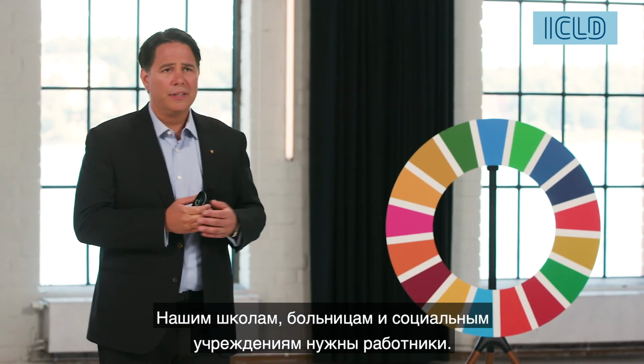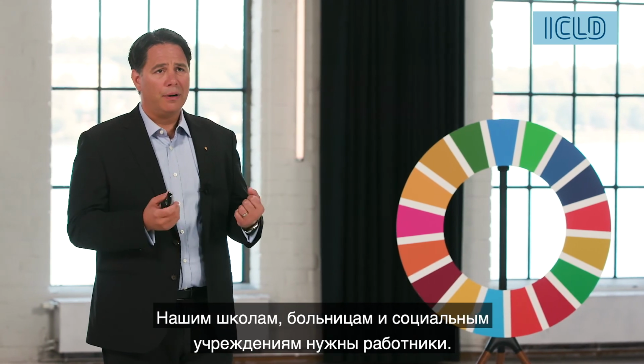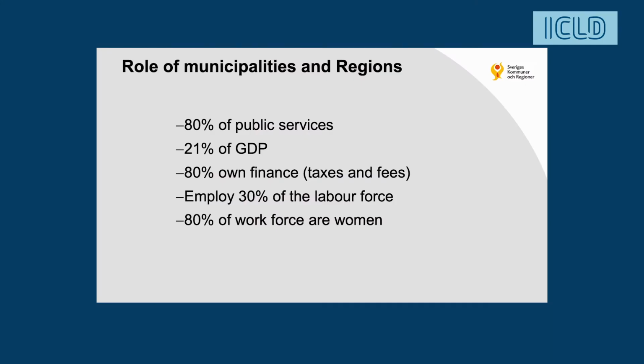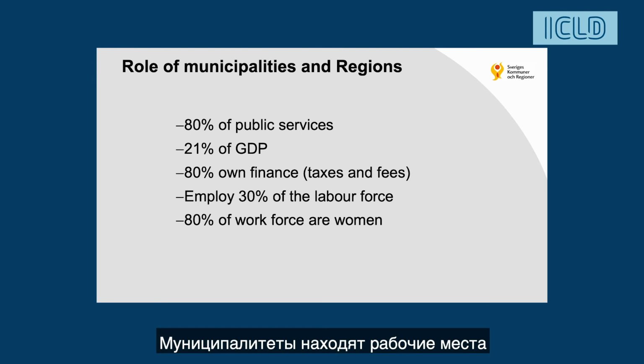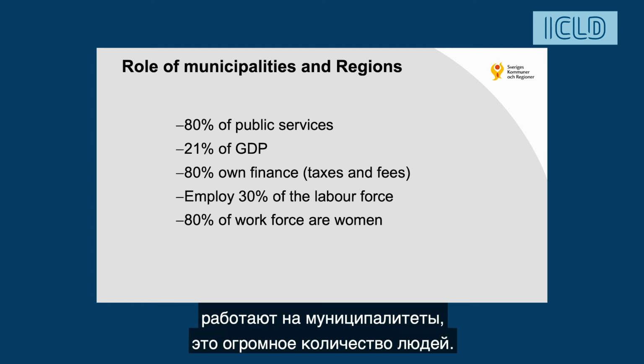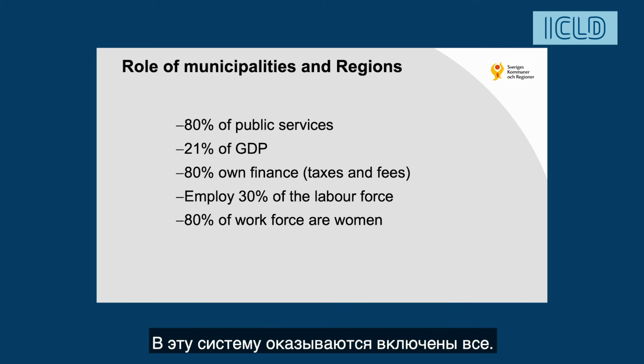80% of the public service demands a lot of people to work. I mean, imagine schools, hospitals. So the municipalities and regions employ roughly 30% of the total labor force in Sweden. So it's approximately 1.1 million people here in Sweden working for municipalities or regions, which is a large part of Sweden. So this is very integrated for everyone.